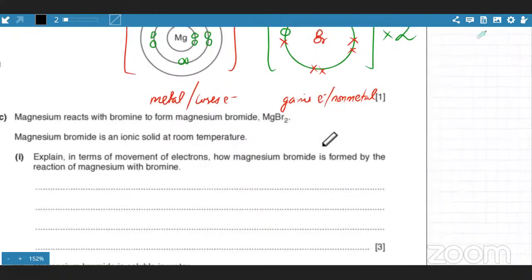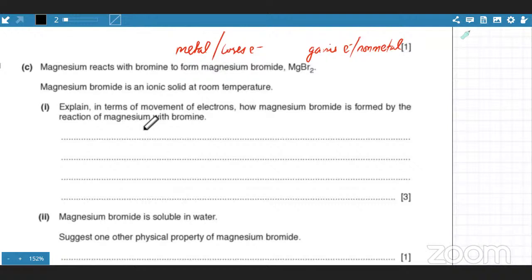So we're going to describe all of that. This part of the question was all about describing how the ionic bond is formed. So explain in terms of movement of electrons. The first part is the movement of electrons, and I'm going to state that magnesium loses 2 electrons. Bromine gains 1 electron.